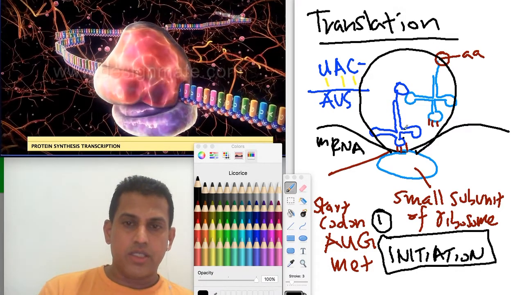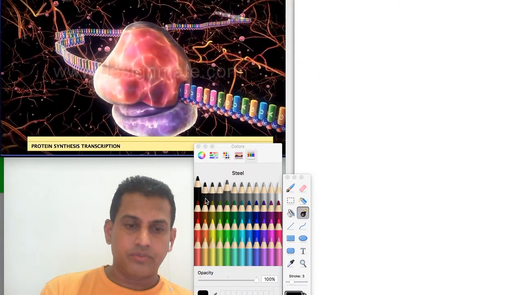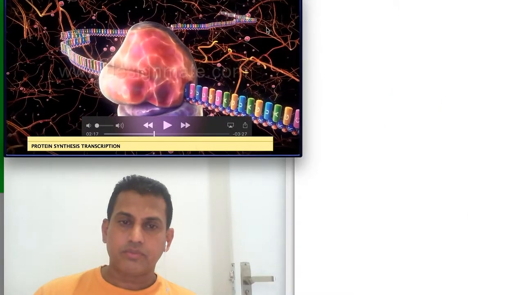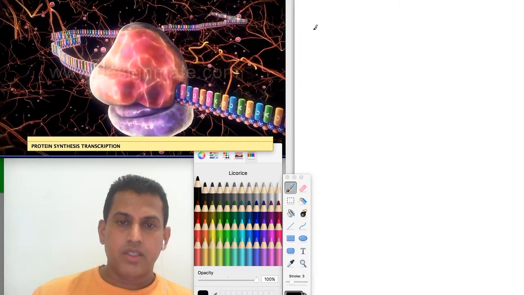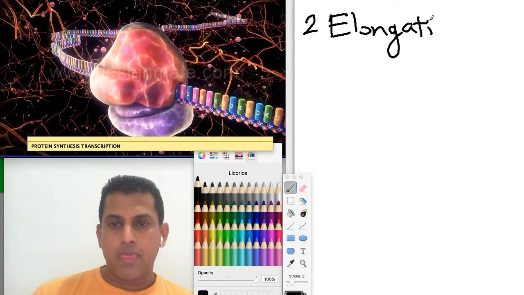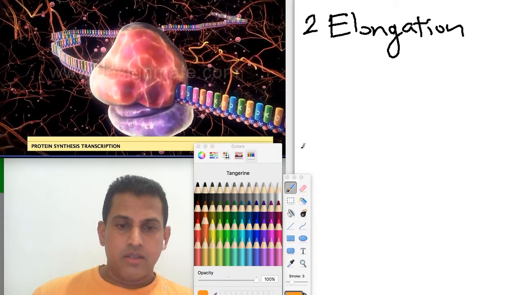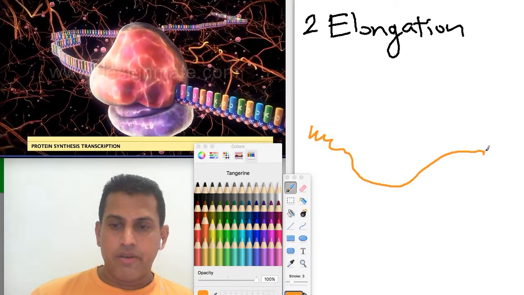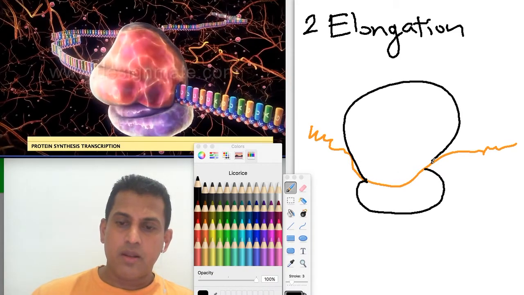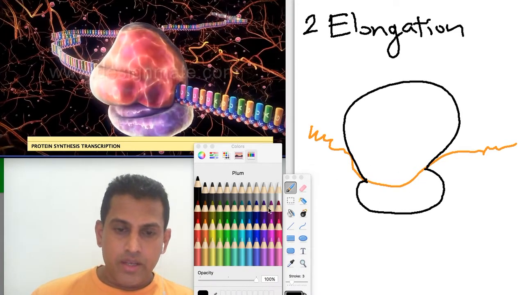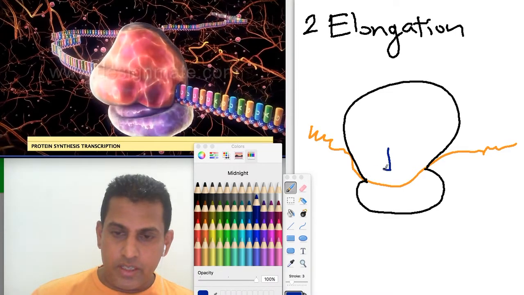Let's move on to the second stage. The second stage is elongation. This is the mRNA, and this one is the ribosome, large and small subunit, and here the tRNA is already attached to the mRNA.